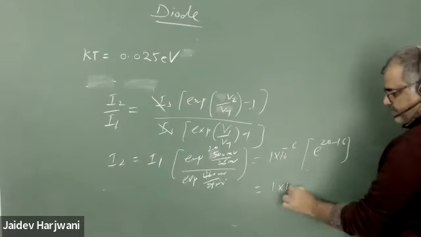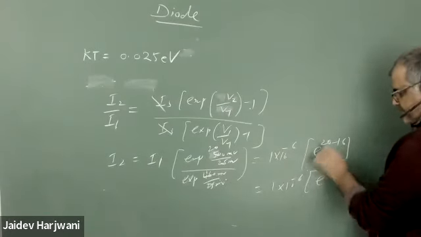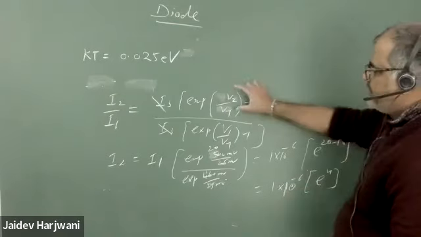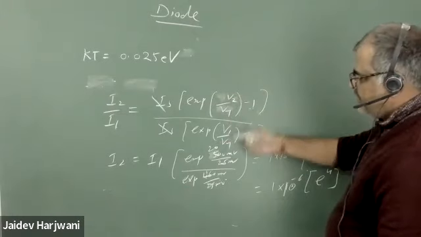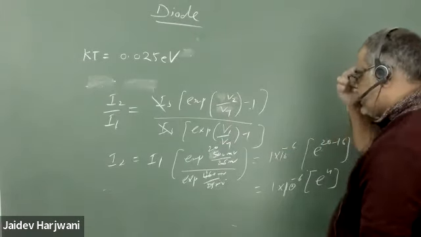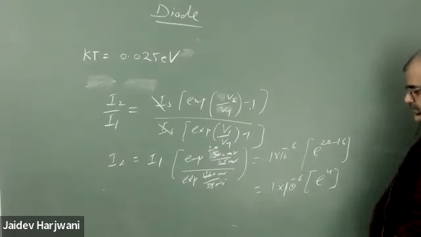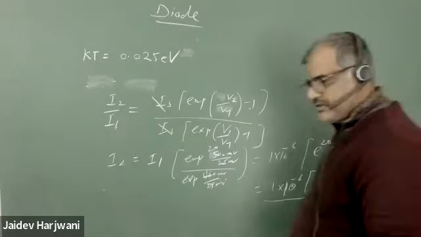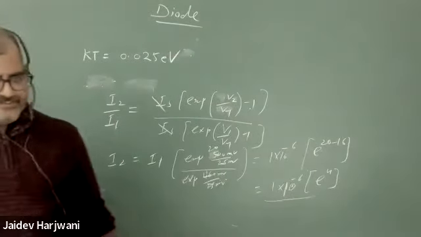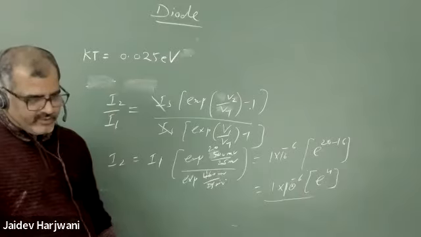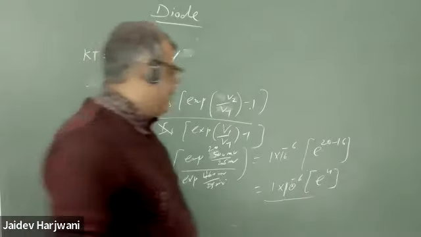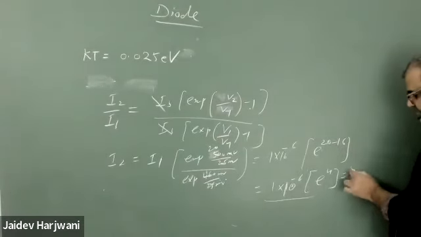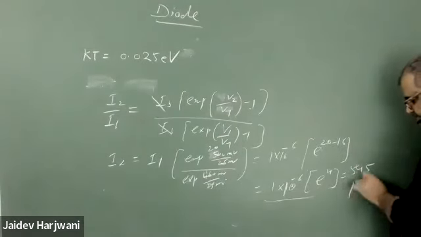So you have 1 microampere, e power 20 is, neglect, yes, leave the 1, because this ratio is very high. This e power 20 is coming, so this one is negligible. So this should be the answer, e power 4 times 10 raised to power minus 6. Tell me how much it comes. Sir, 54.5. 54.5 microampere. Okay, so this should come 54.5 microampere.